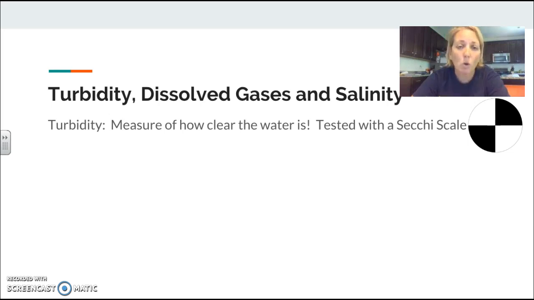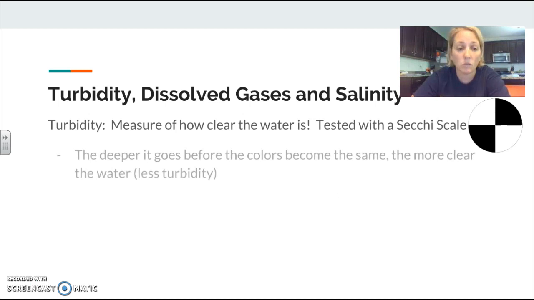When they test fresh water or salt water for turbidity, it's tested using a Secchi scale, and it's basically a disc that is a checkerboard pattern of black and white sections, and it has a rope attached to it that will have knots every few meters, and they lower that disc into a body of water, and they lower it knot by knot until it reaches a point where they can't tell the difference between the black and white sections of those discs. The deeper it goes before the colors become the same, all right, the more clear the water is, which means it has less turbidity.